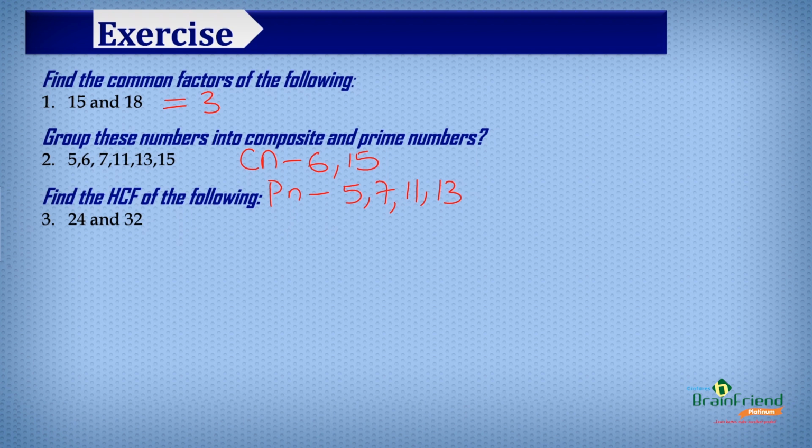You are allowed to use whatever method you find suitable. If you have done that correctly, the HCF between 24 and 32 is 8.